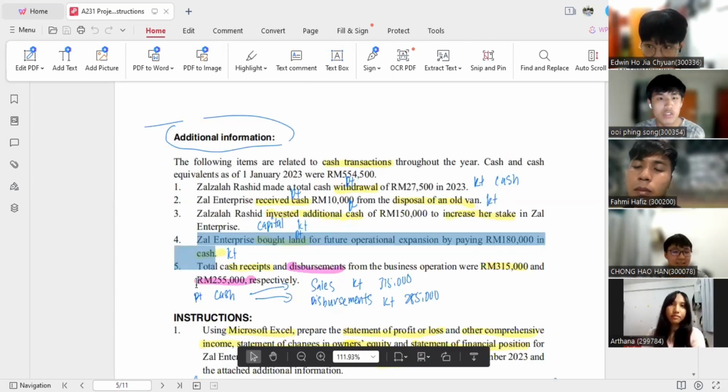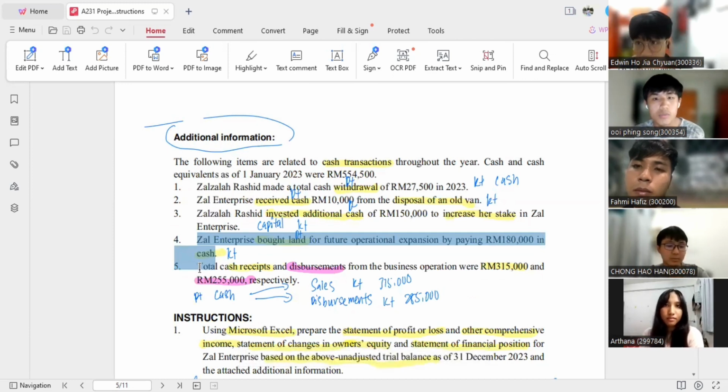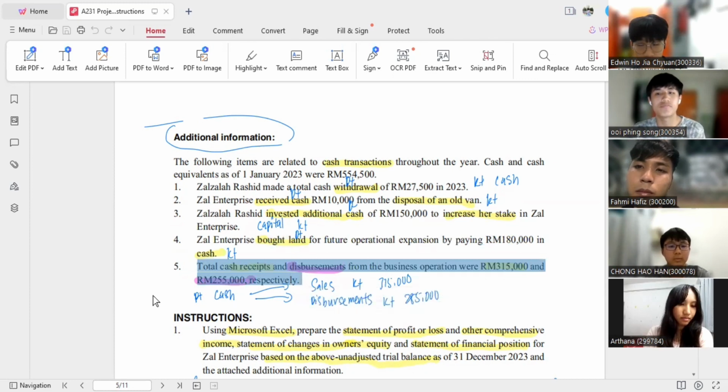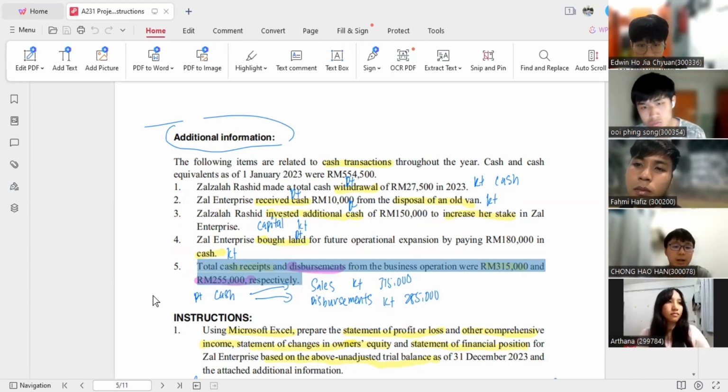And for the last one, total cash receipt and disbursement for the business operation was 350,000 and 255,000. For this transaction, I want to ask Han. From my opinion, Zai Enterprise will record the cash received on the debit side because the cash will increase. And for the cash disbursement, Zai Enterprise will record it on the credit side in the cash account. So that's it.